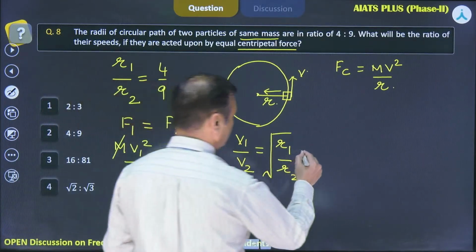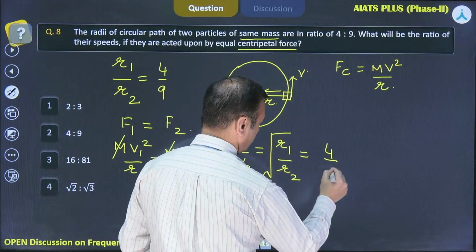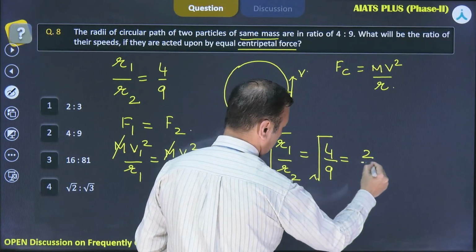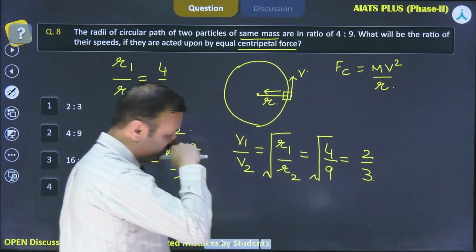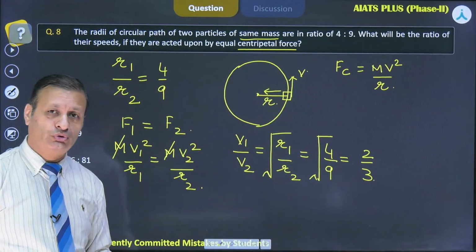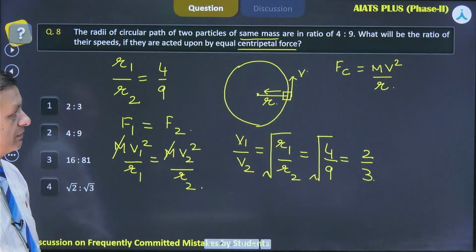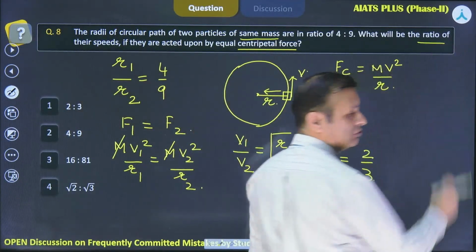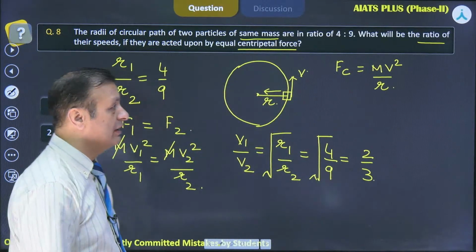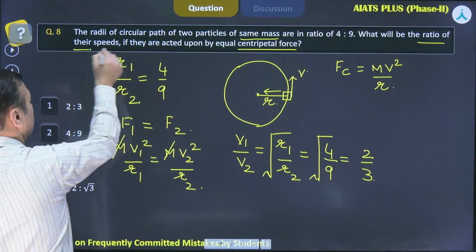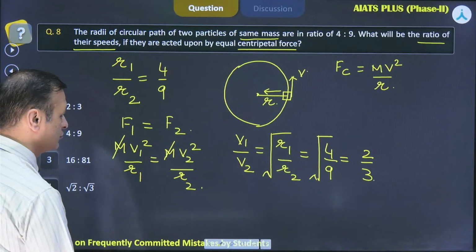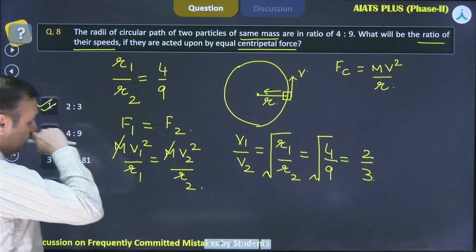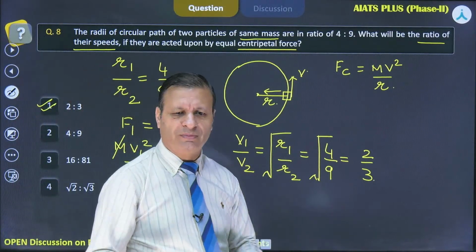And this is given to you as what? 4:9 under the root, and that gives you primarily the answer as 2:3. So this was your question, what will be the ratio? We were supposed to find out only the ratio of their speeds. So the ratio comes out to be 2:3. Any doubt from this part?